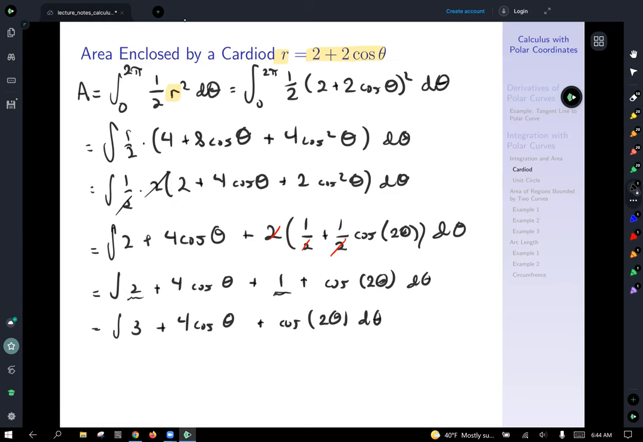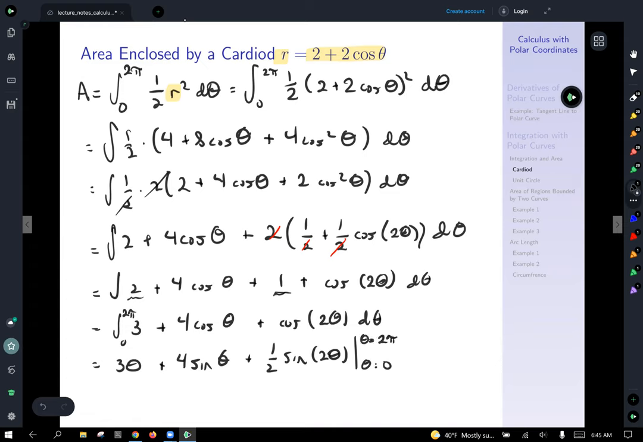Integrating this with respect to theta, I get 3 theta plus, what has the derivative of 4 cosine theta? Well, 4 sine of theta has the derivative of 4 cosine theta. And what has the derivative of cosine of 2 theta? Well, plus 1/2 sine of 2 theta has that derivative. And a quick U substitution will show us that. Now, limits of integration. While we drop them, don't forget them. We're evaluating this thing from theta equals 0 to theta equals 2 pi.